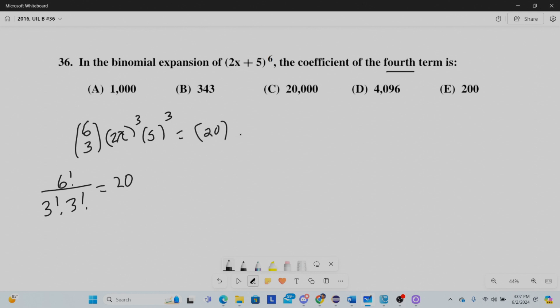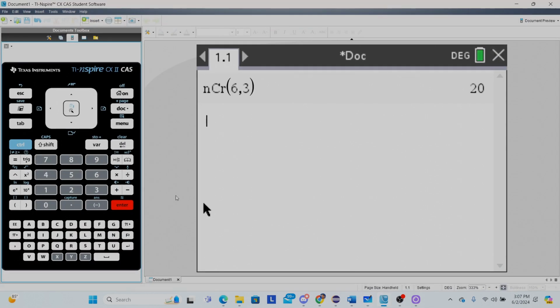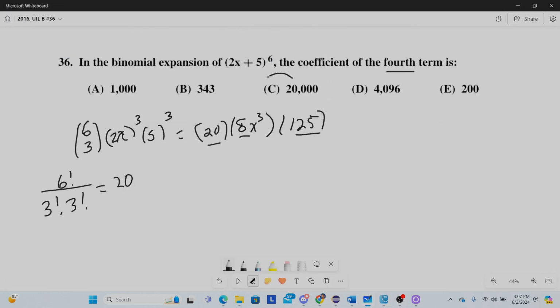Then 2x cubed becomes 8x cubed, and 5 cubed is equal to 125. So we multiply 20 times 8 times 125 to get our answer. 20 times 8 times 125, and our answer is 20,000. So the answer is C. Good. Let's go on to the next.